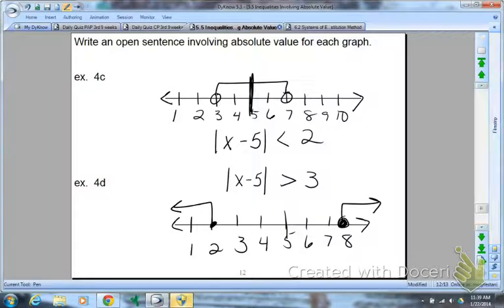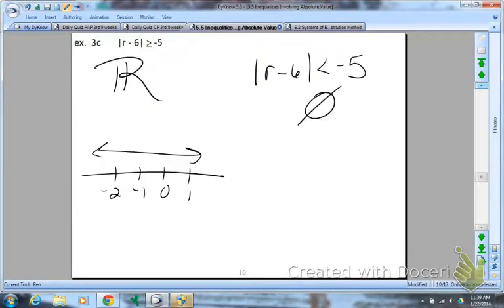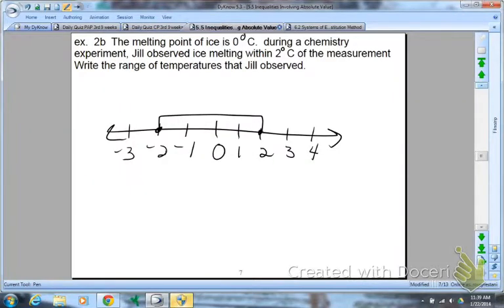Let's go back to those 2 word problems. Right here. If I asked you for the open sentence or the equation, what would this one be? What's the middle? 0. So it's absolute value of x minus 0, or can we just say x? Is this an and or an or? And, so is this a less than? And it's a less than or equal to what? 2.